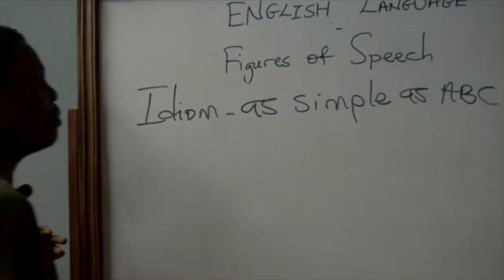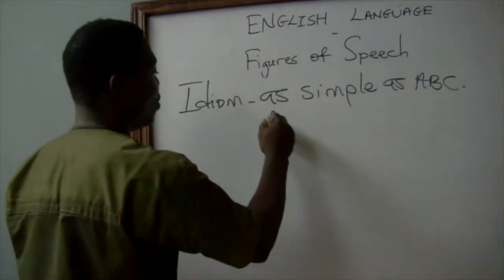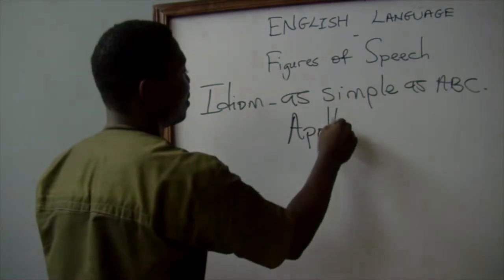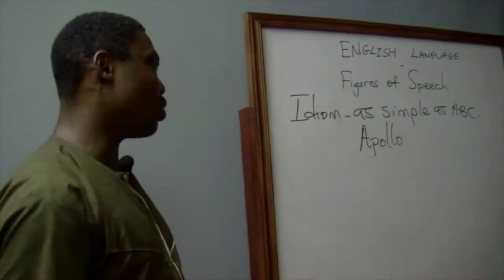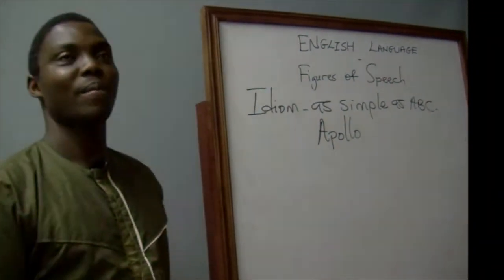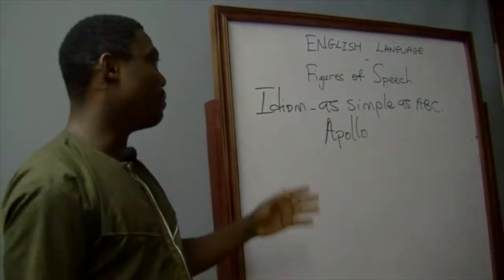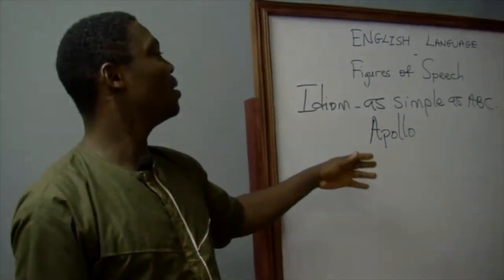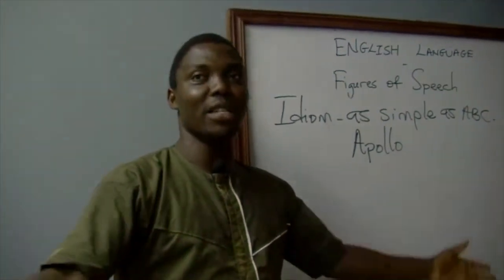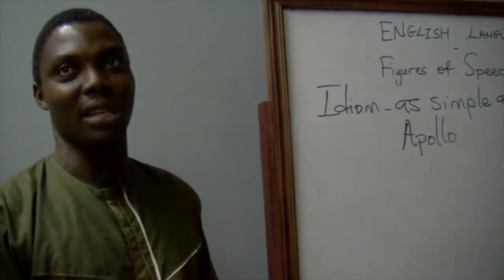Or you describe somebody as being an Apollo. When you say somebody is an Apollo, it means a person has a perfect physique of a man. Right? Biceps, triceps, height, muscles, and so on. So when you come across this in any passage, a write-up or a speech, an Apollo simply means a person with the right physique as a man.